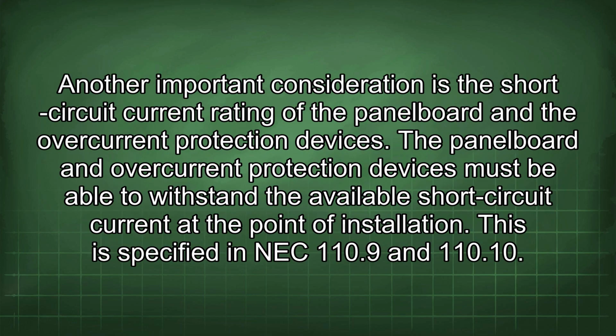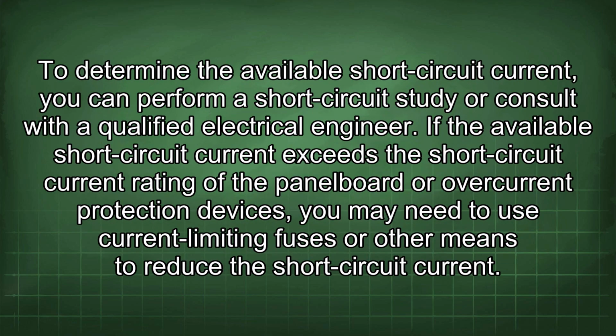Another important consideration is the short circuit current rating of the panel board and the overcurrent protection devices. The panel board and overcurrent protection devices must be able to withstand the available short circuit current at the point of installation. This is specified in NEC 110.9 and 110.10. To determine the available short circuit current, you can perform a short circuit study or consult with a qualified electrical engineer. If the available short circuit current exceeds the short circuit current rating of the panel board or overcurrent protection devices, you may need to use current limiting fuses or other means to reduce the short circuit current.